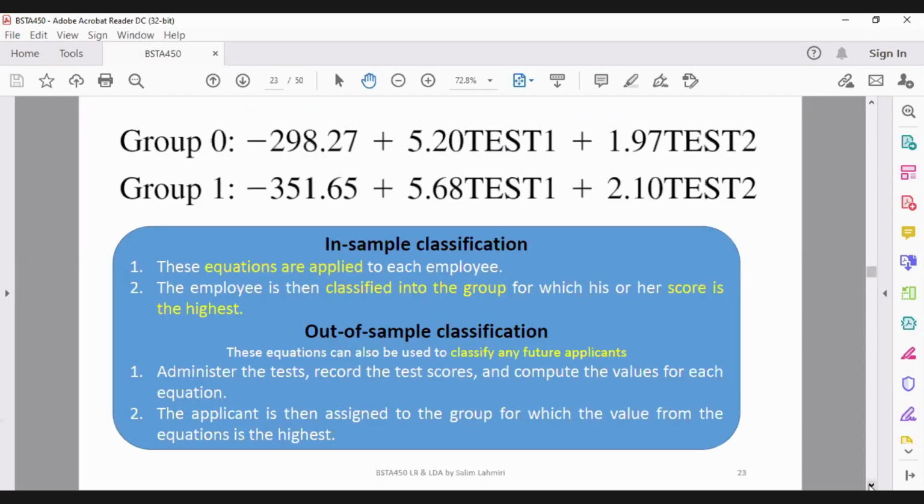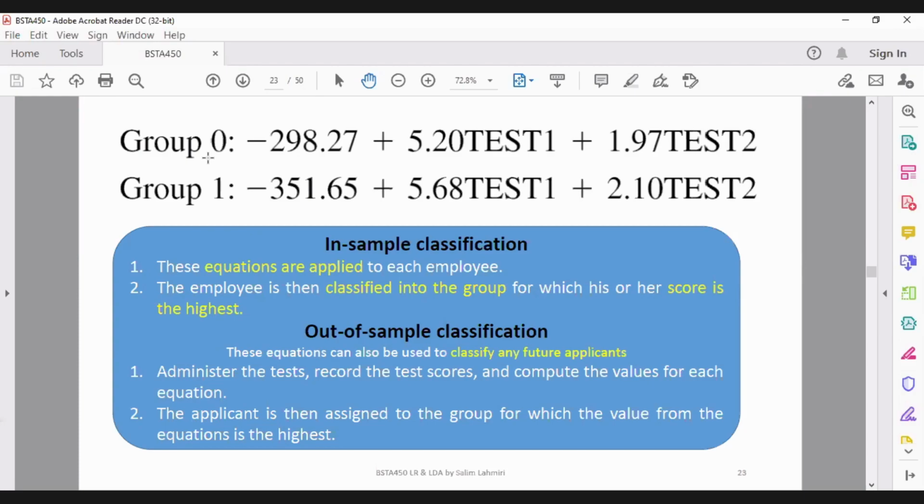So in sample classification, these two equations are applied to each employee. So this is the equation for group 0, equation for group 1. And the employee is then classified into the group for which his or her score is the highest. For example, if his score is equal to 0.6, then the employee will be classified into group 1. If the score is equal to 0.3, then this client will be classified into group 0.